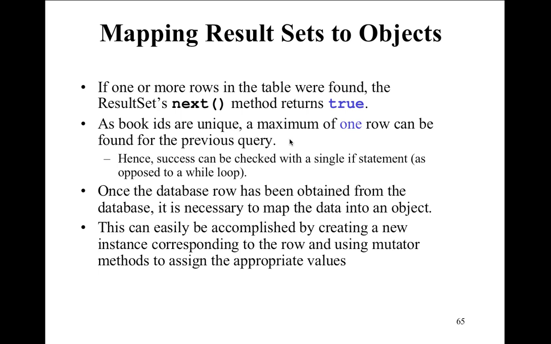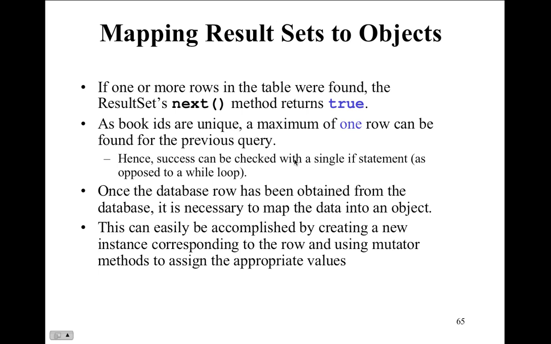Then instead we get a separate code that comes back that says successful or unsuccessful, which is kind of handy because then you know the update worked or the update didn't work. What other kind of connectivity driver actually gives you feedback that says something worked or didn't work? It's usually a mystery when you send it, unless you're implementing your own error checking. So here, what do we have? Hence, a success can be checked with a single if statement as opposed to a while loop. Did we get a row? Then it was successful. If we didn't get a row, we don't have it.